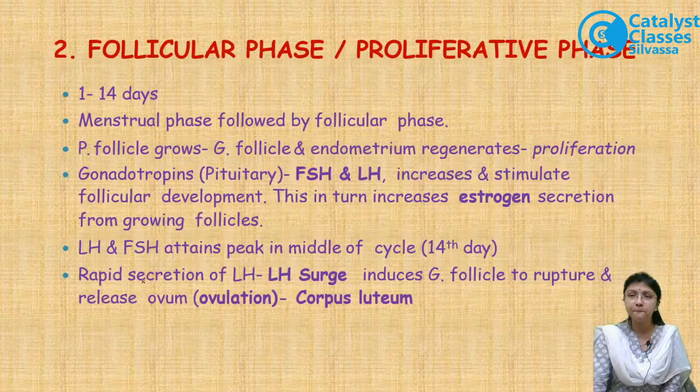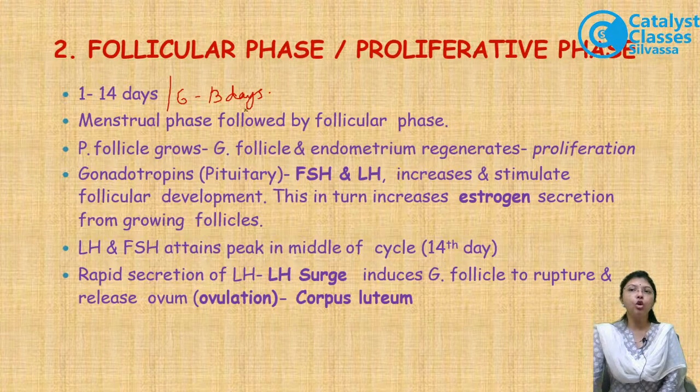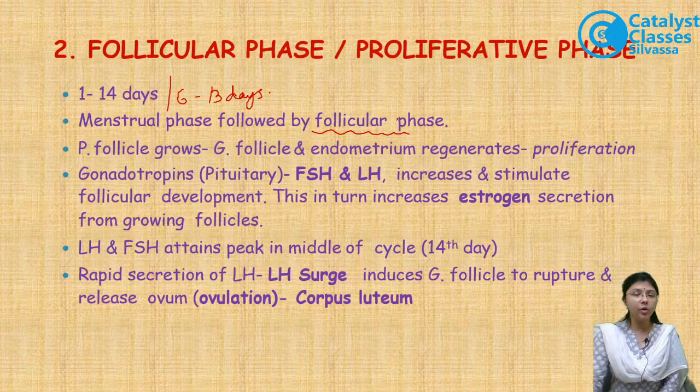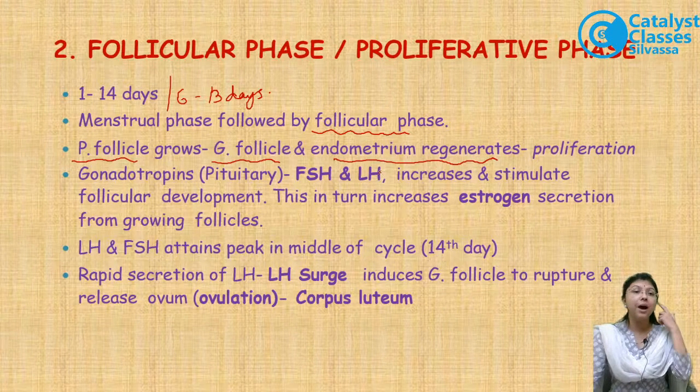Okay, next phase is the follicular phase. As I told you, you can also call this from 1 to 14 days or from 6 to 13 days. This menstrual phase will be followed by the follicular phase, during which the primary follicle grows to form the Graafian follicle and the endometrium is going to regenerate. Regeneration is under the effect of estrogen and progesterone that is released by the ovarian cells.